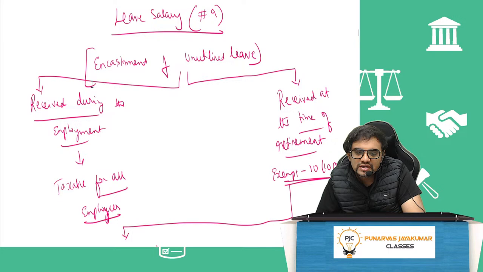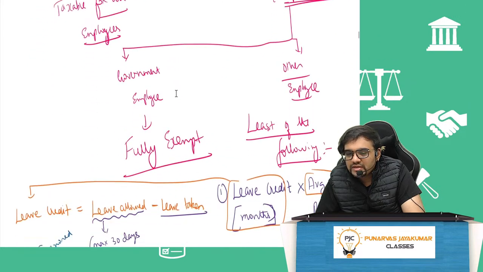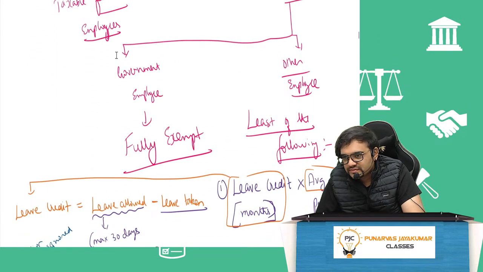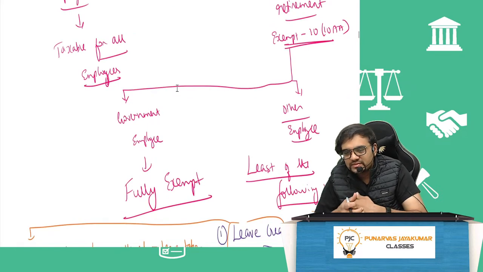Anyway, so received during the employment, it is taxable for all employees, but generally you will get it at the end of the retirement, at the time of retirement. Government employee, you see again, fully exempt. Most of them during work also, they will not work anyway. But leave also they will not take. Yes, so it is fully exempt.